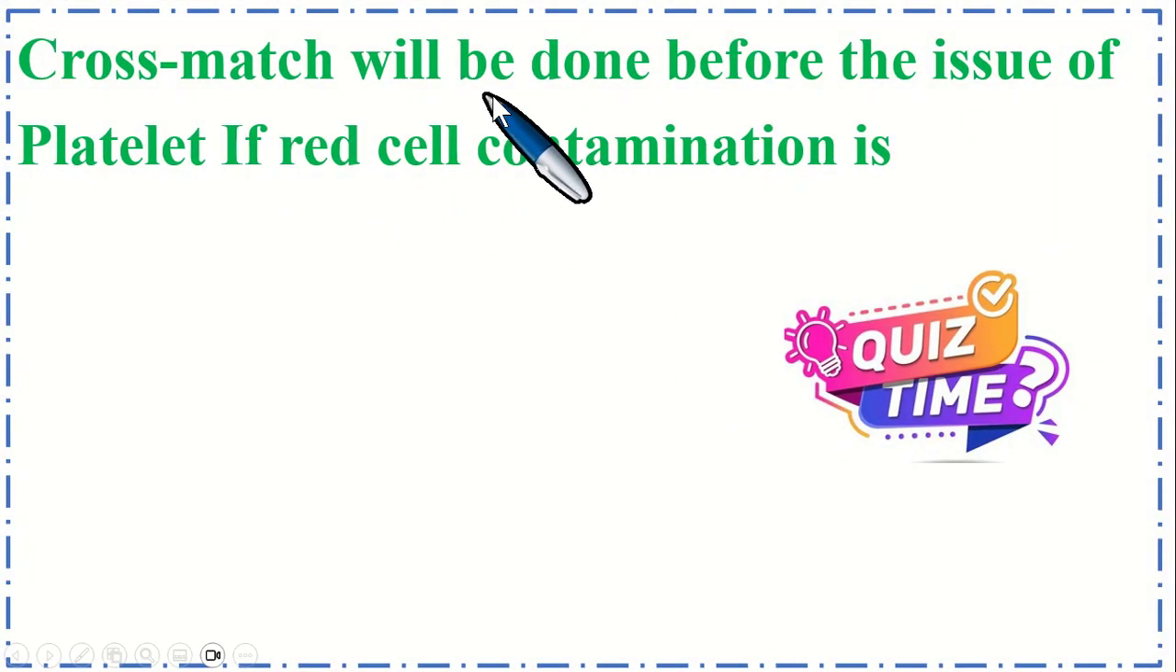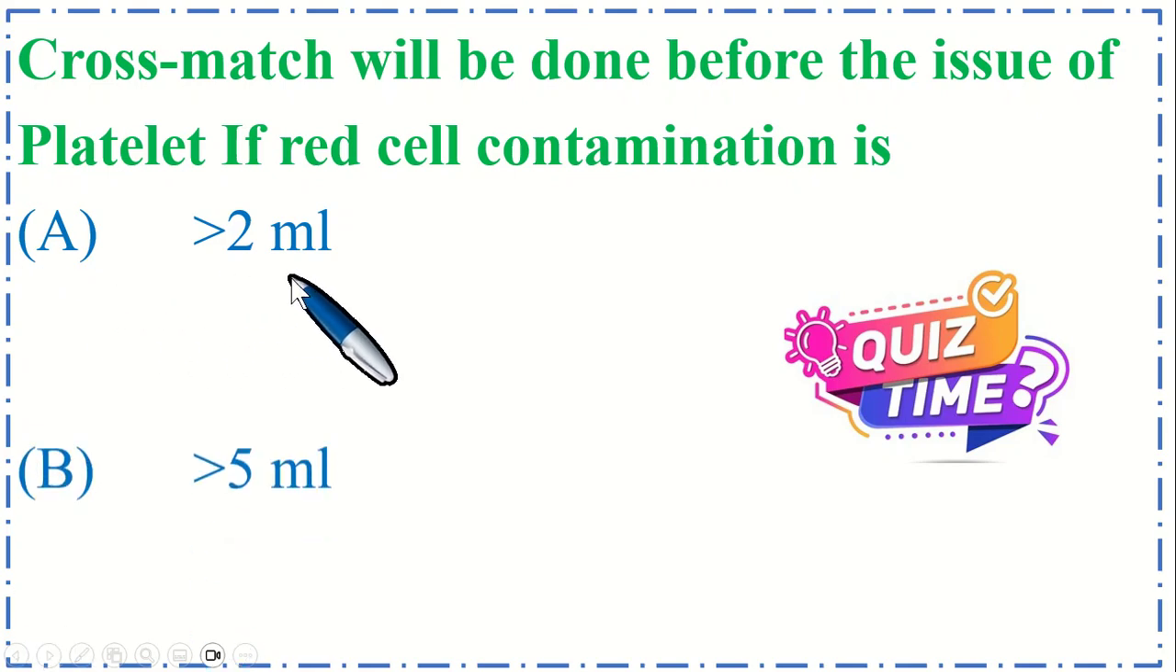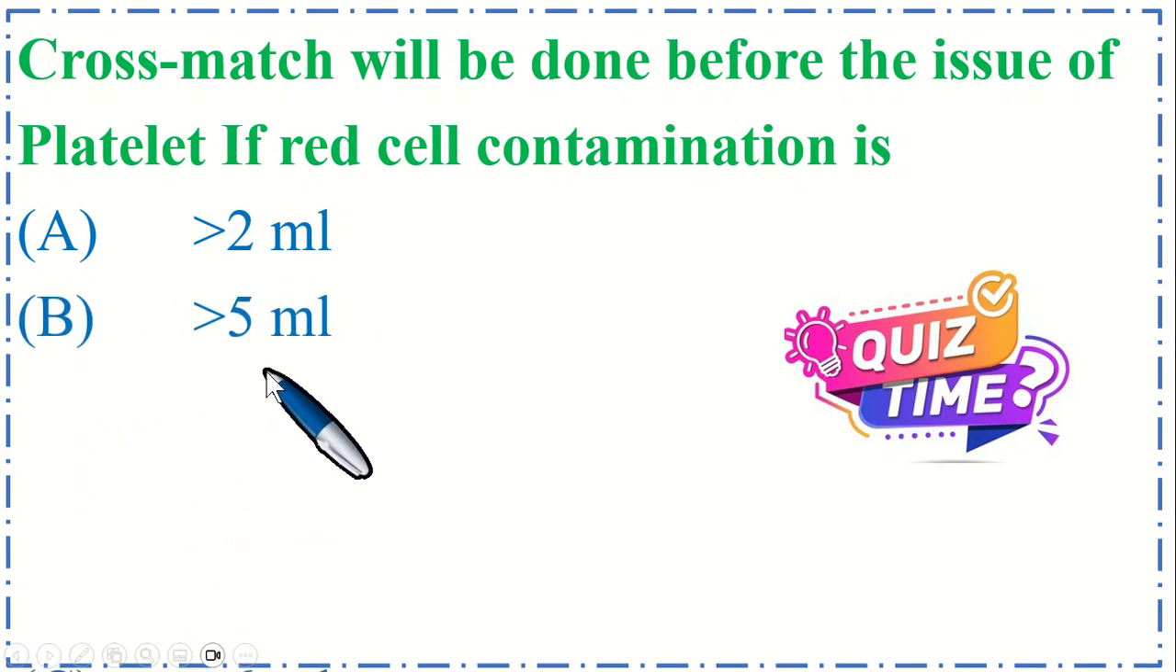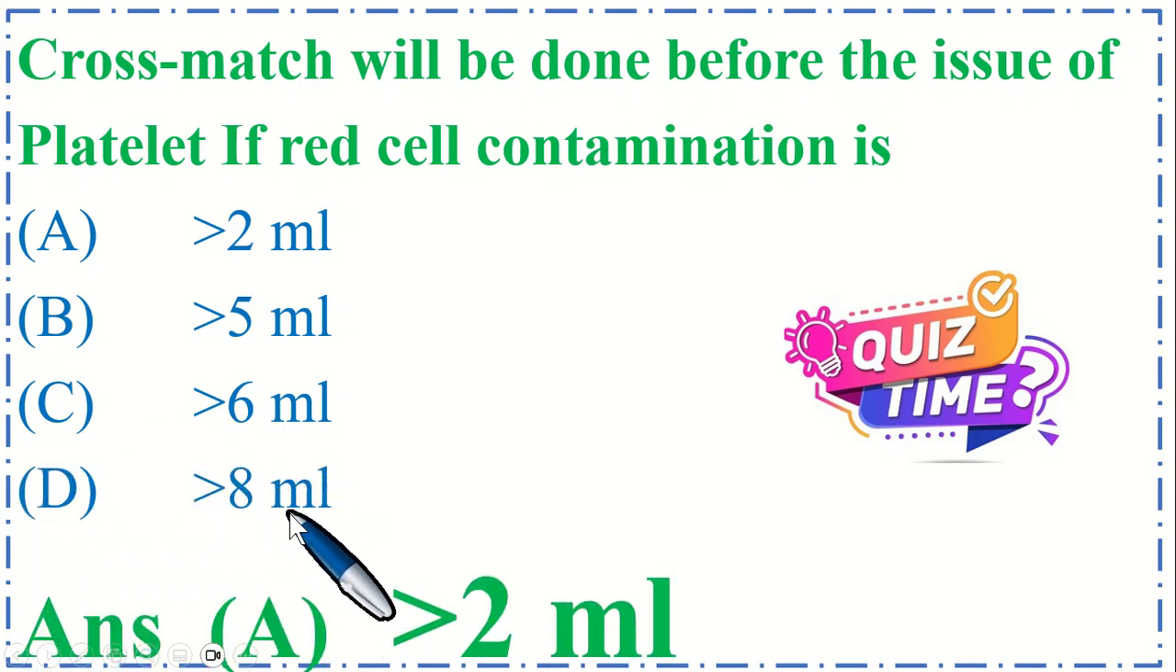Cross match will be done before the issue of platelet if red cell contamination is option A more than 2 ml, B more than 5 ml, C more than 6 ml, and option D more than 8 ml. So the correct option is A more than 2 ml.